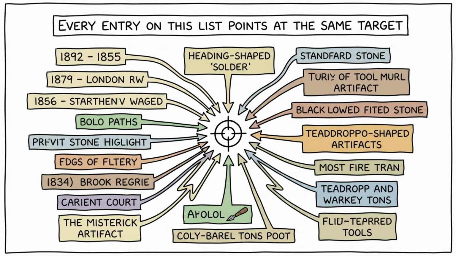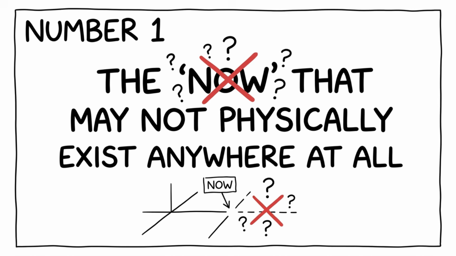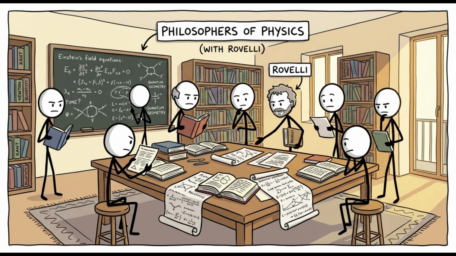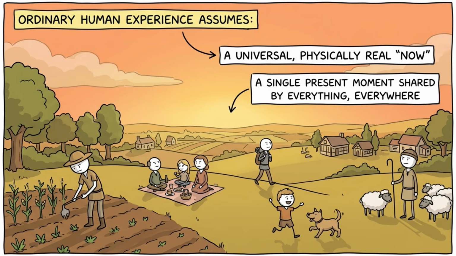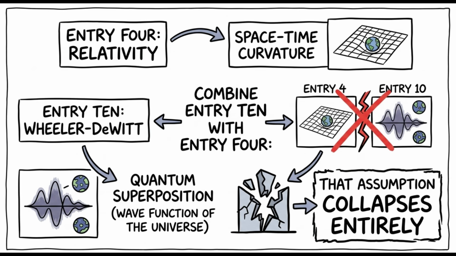Every entry on this list points at the same target. It's time to name it directly. Number 1, the now that may not physically exist anywhere at all. Philosophers of physics, working alongside researchers like Rovelli, weren't trying to unsettle anyone. They were simply asking what the Wheeler-DeWitt equation and relativity's relativity of simultaneity actually imply when taken together, seriously, without flinching. Ordinary human experience assumes a universal, physically real now, a single present moment shared by everything, everywhere, that moves forward together. Combine entry 10 with entry 4, and that assumption collapses entirely.